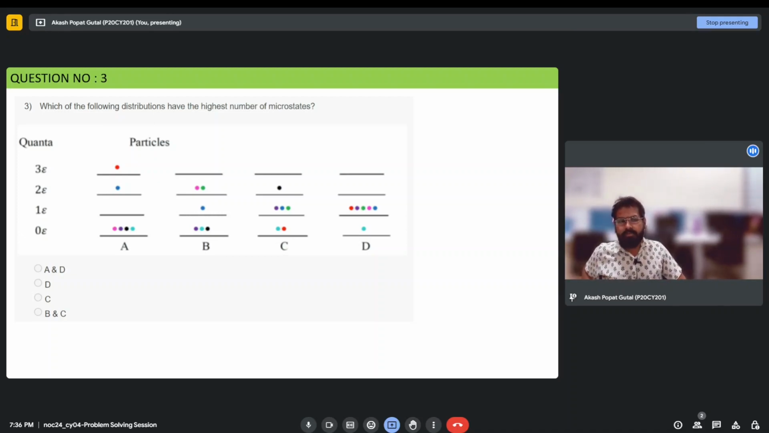I'm giving this 3-4 minutes. Try it by yourself. This also will be using the same formula. We have used it. It's simple. You calculate and if possible, tell me the answer.